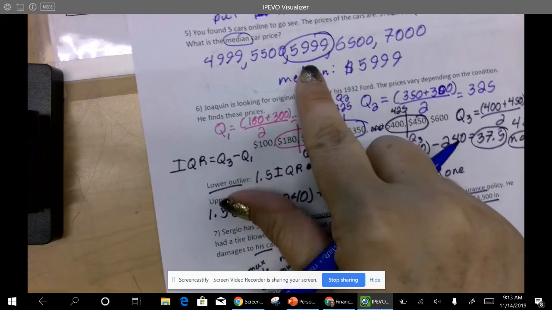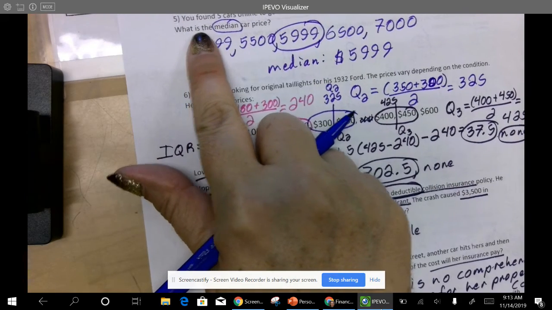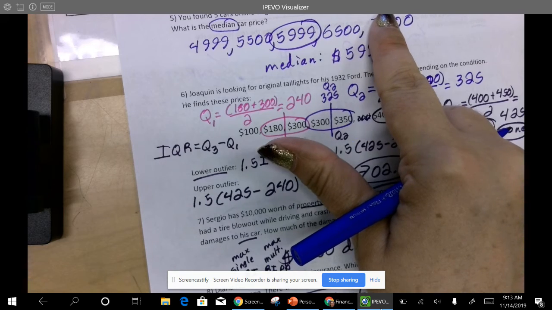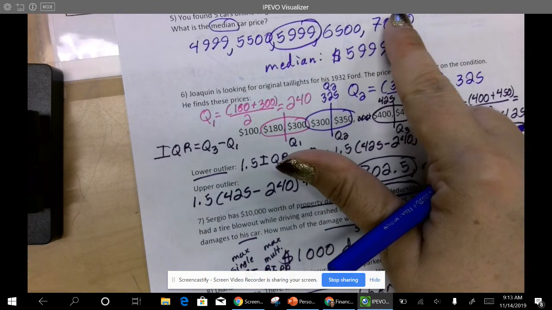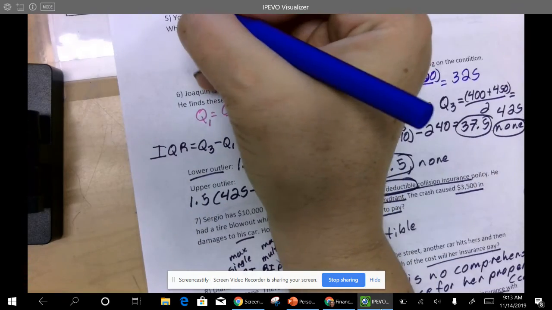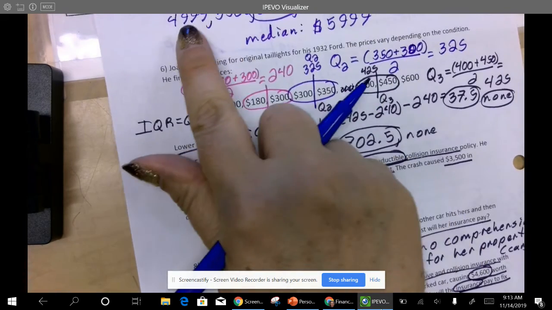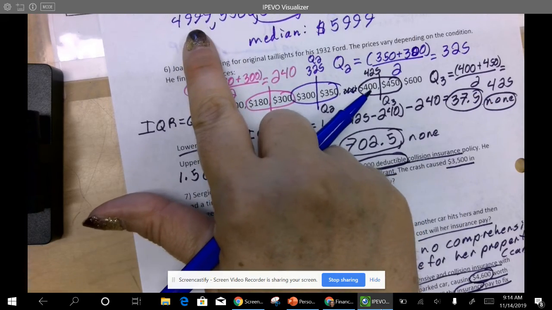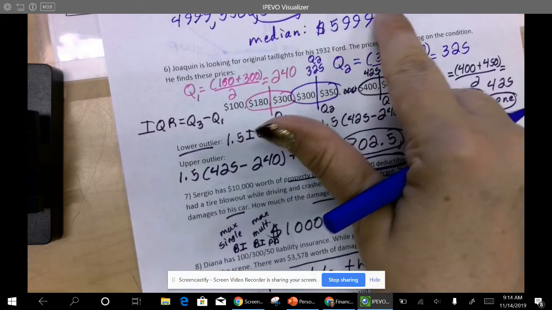On the other part that we missed, it says you found 5 cars online to see the prices of the cars. So we have 7,000. When I look at these numbers, they're not in order. So I'm going to put them in order first, from least to greatest. There are 5 numbers, 1, 2, 3, 4, 5.